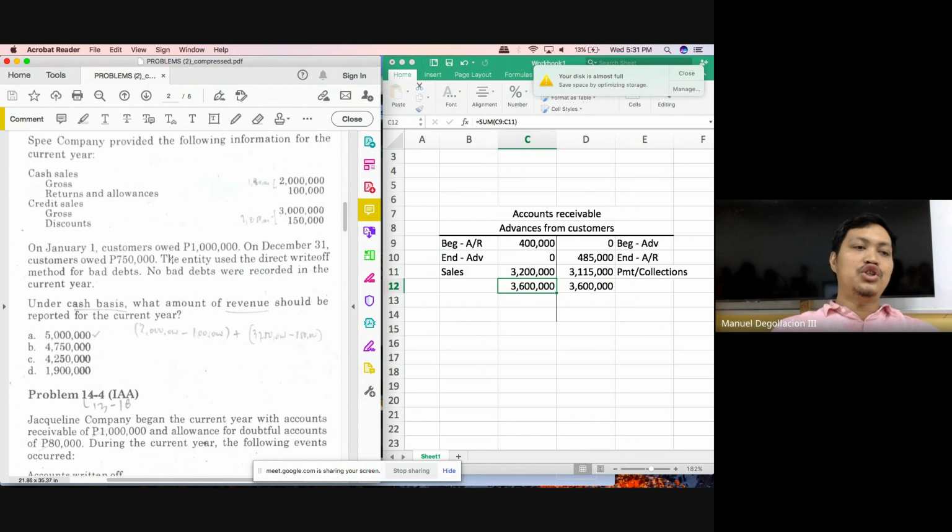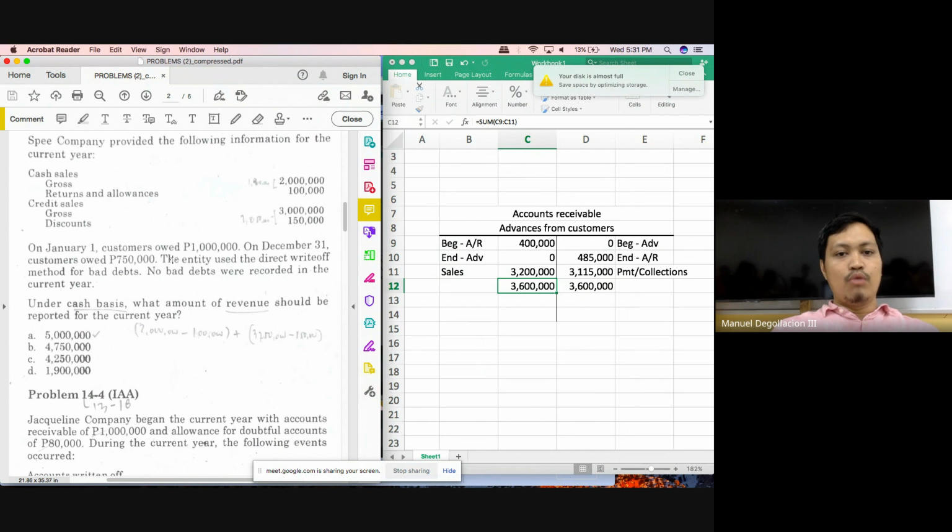Okay, but again, what's our issue with the sales under accrual? It includes sales that have not yet been collected. So what do we do to remedy that one? Remove sales that have not yet been collected. And where can we get that information? By looking at the change in your AR. And how much is the change in your AR, class? What happened to your AR?